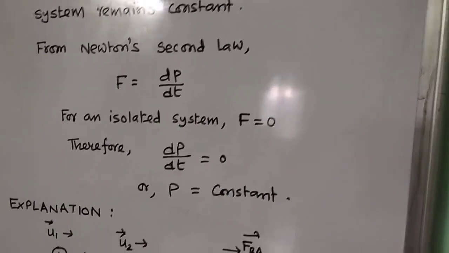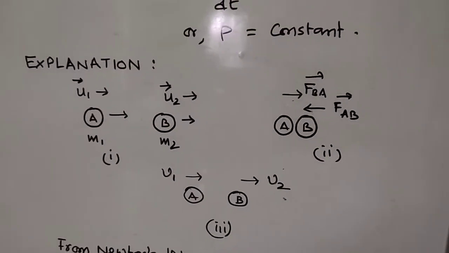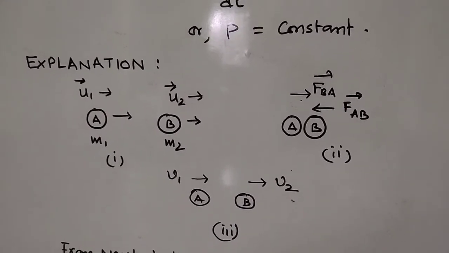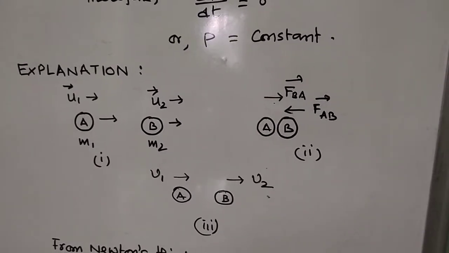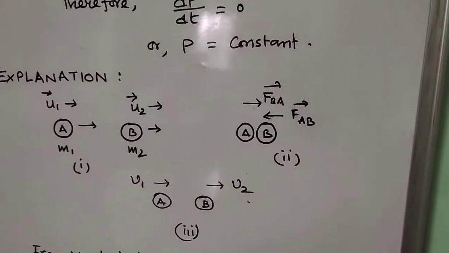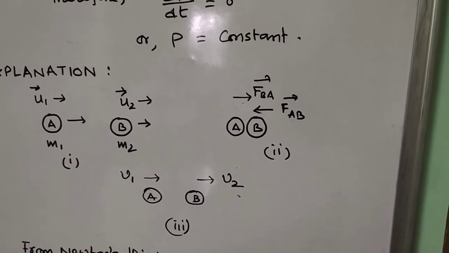Let me explain it in an elaborate way. You see, in the system you have two objects A and B moving with velocities u1 and u2 in the same direction, and having masses m1 and m2. Let me consider u1 is greater than u2. So what happens on the way? There is a collision between A and B.